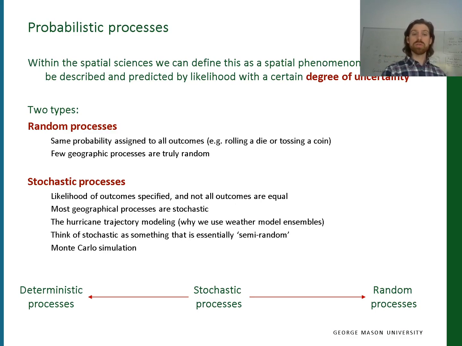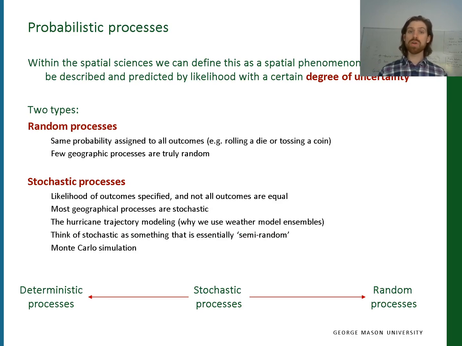Okay, so that's one particular type of process, one that's predictable with no randomness. And then we move on to probabilistic processes, and the clue for why this is relevant to this particular class is in the title here. So within spatial sciences, we define a probabilistic process as any spatial phenomena that can be described and predicted using likelihood with some sort of degree of uncertainty. So just imagine that we have some expectation about how likely an event is, and then we have some randomness and noise, and that may lead to some sort of probabilistic outcome where it could fall into two different camps, as I describe here. So it could be a fully random process, or it could be a stochastic process, and I'm going to give you a bit more information as to what those two are.